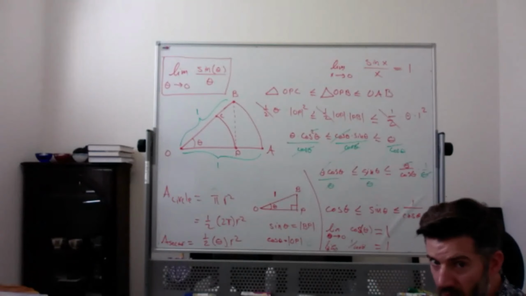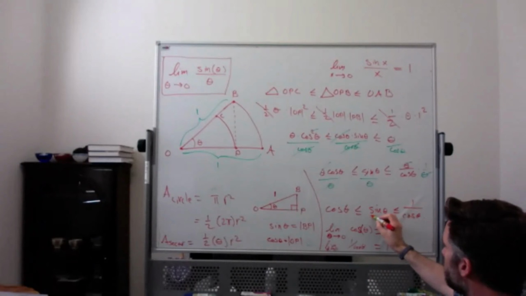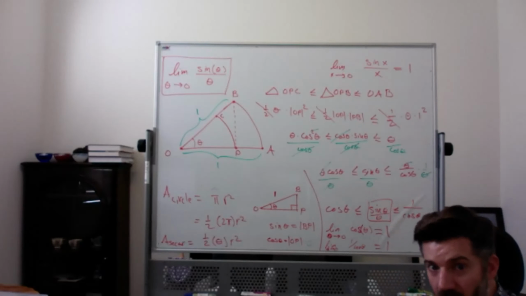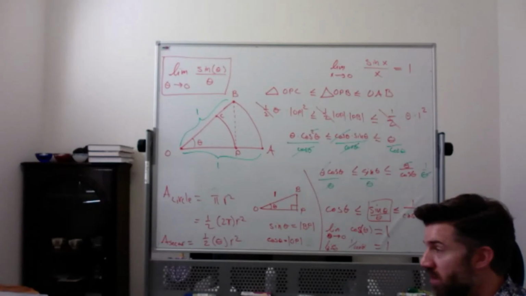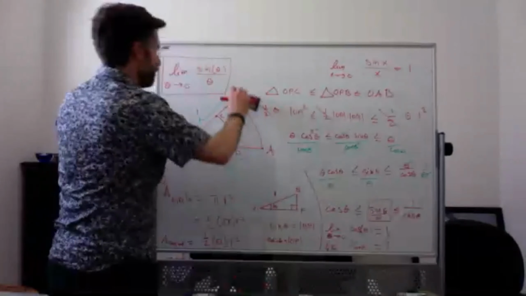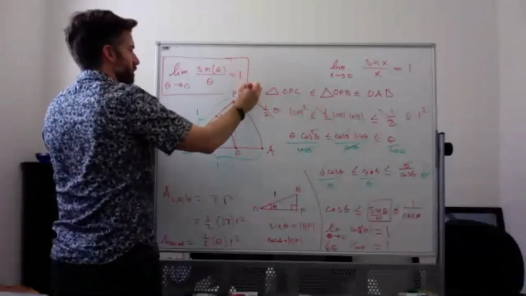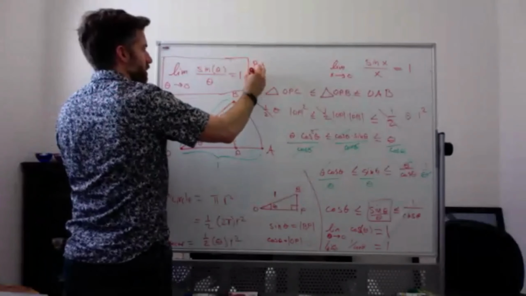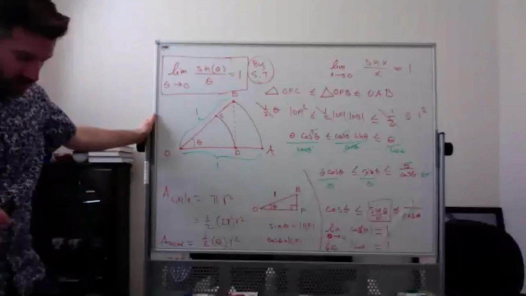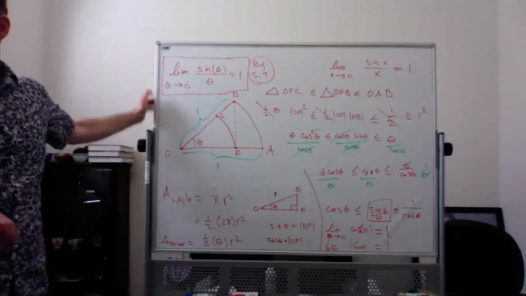But look, the limit of this is 1, the limit of this is 1, so the limit of sine theta over theta has to also be 1 by the squeeze theorem. So this limit is equal to 1 by the squeeze theorem. We will use that again later, so definitely try to keep it in mind.